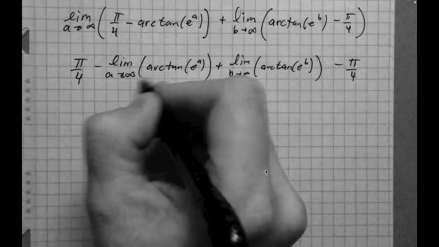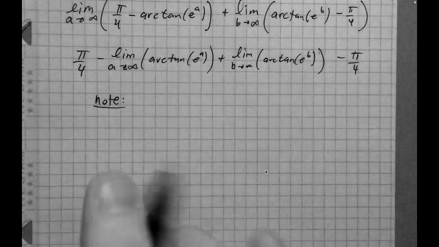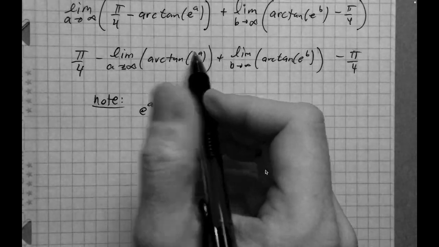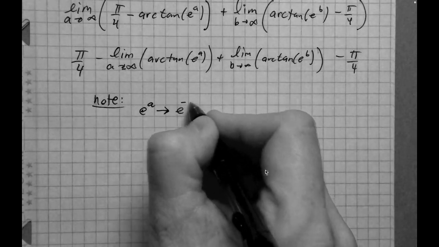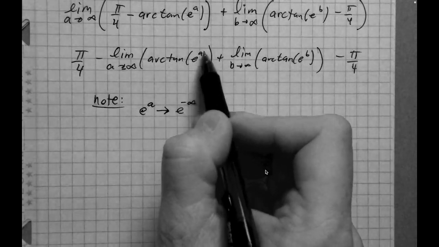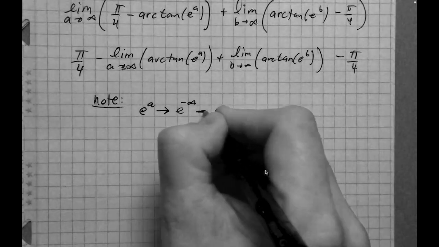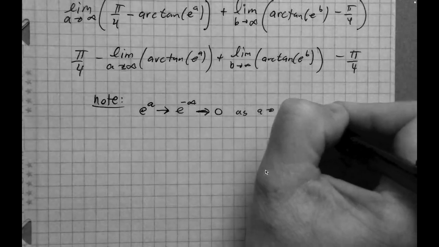So notice here for this first one. Let's write down what's going on here because it's going to be a little bit tricky. So e to the a, right? What does this do? Well, this is going to go to e to the negative infinity. So as a goes to negative infinity, this becomes e to the negative infinity, which is going to be equal to 0, which goes to 0, we should say, as a goes to negative infinity.